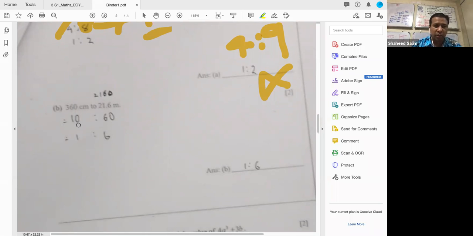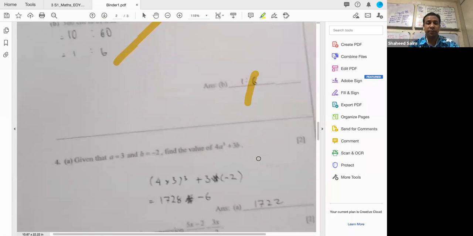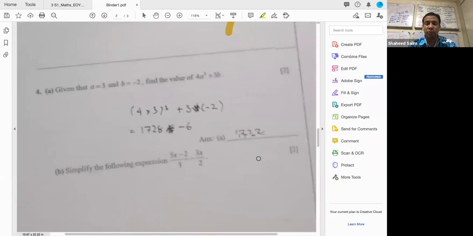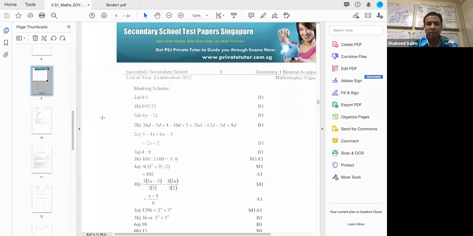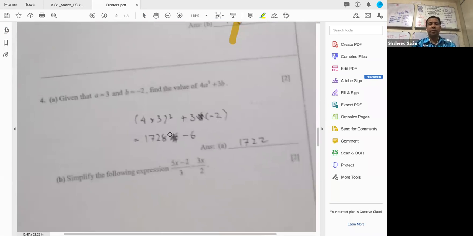Let us see, 2160. You cancel 10. Then you divide by what? You divide by 36. So you divide by 36, you get 216 divided by 36. You get 6. Just let me double check. Okay, all right. You get 6. Congratulations. Down here, 1722. Next one, okay. 1722. No, 4. 102. Let us see what happened.